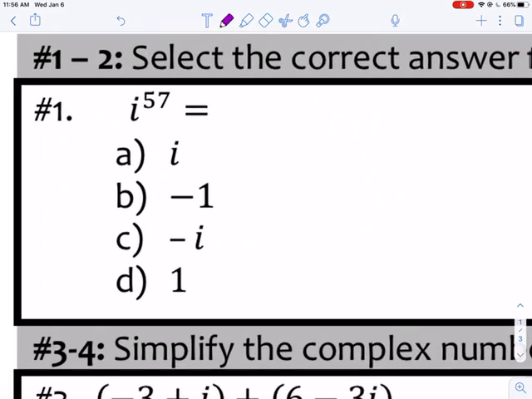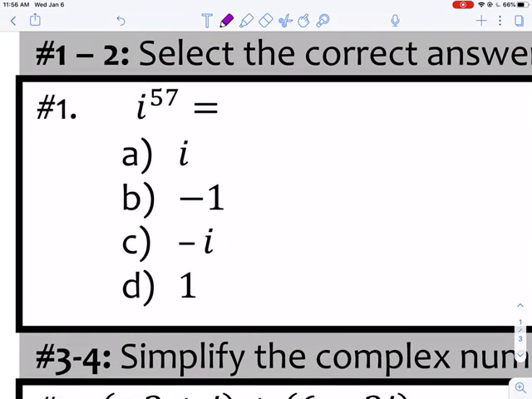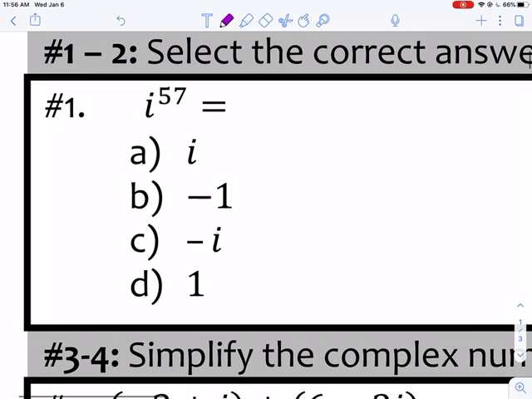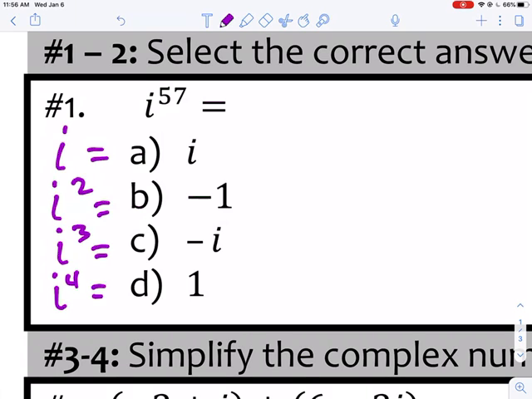So number 1, I'm simplifying my i's. So I'm just going to review here for a second. i squared is -1, i to the third is -i, and i to the fourth is 1, okay? So remember, we always want to group i fourths.